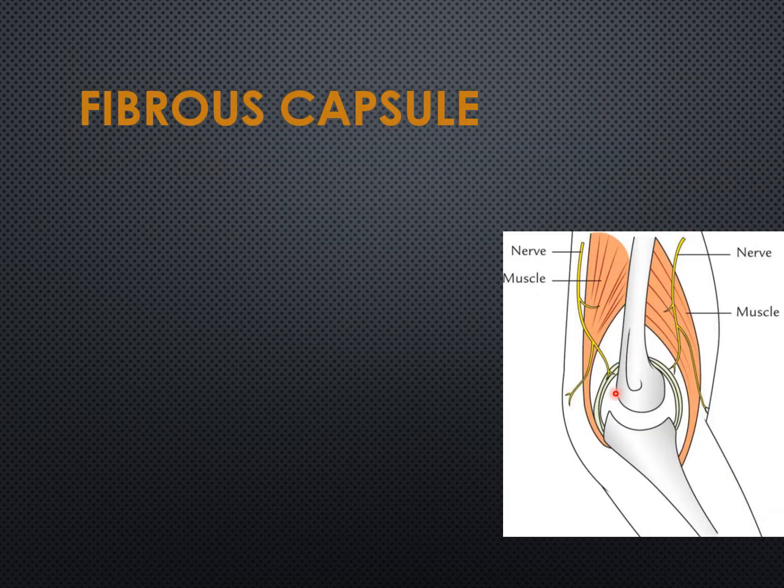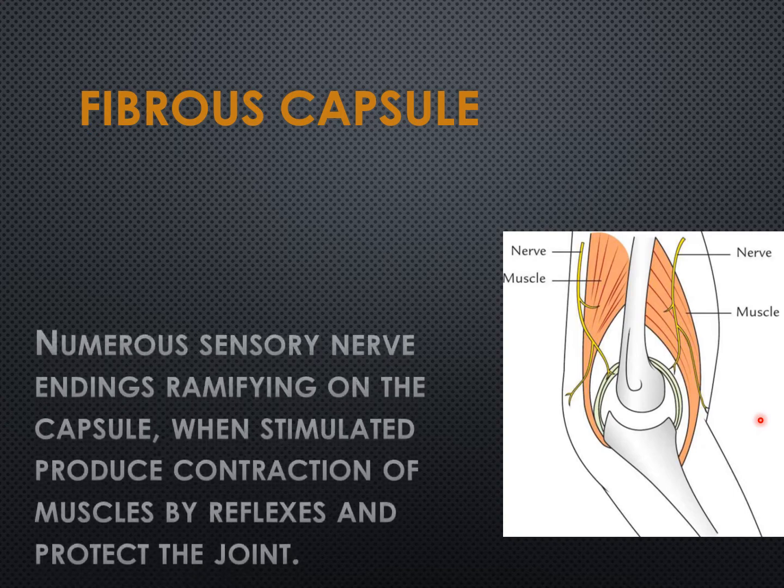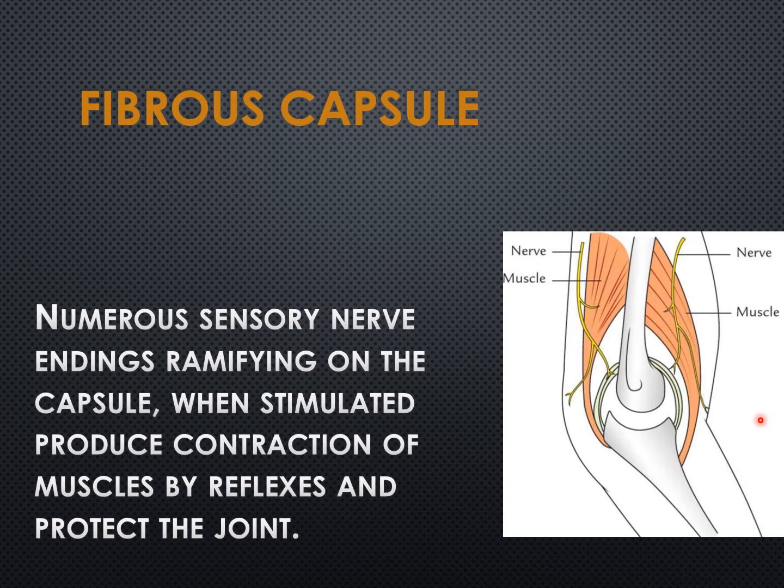This is the lateral view of the elbow joint, and this is the fibrous capsule of the elbow joint. We can see some nerves piercing the fibrous capsule, and these nerves also supply the muscles acting on the elbow joint. The numerous sensory nerve endings ramifying on the capsule, when stimulated, cause the muscles to contract by reflexes, and that protects the joint.